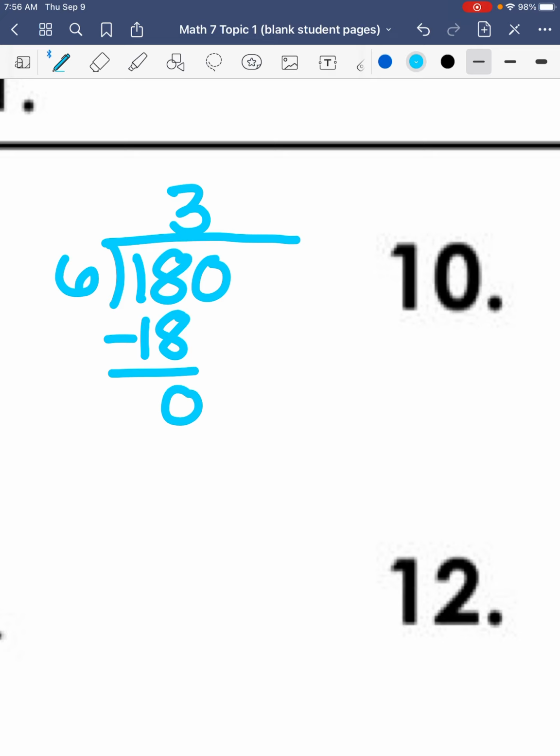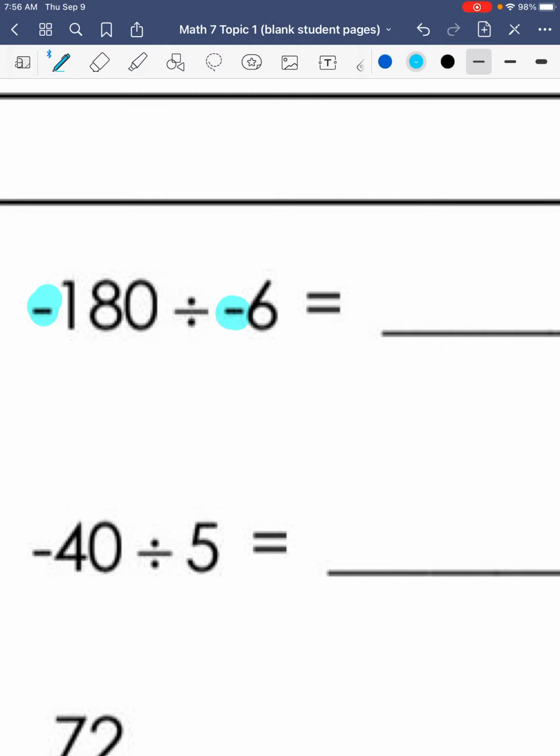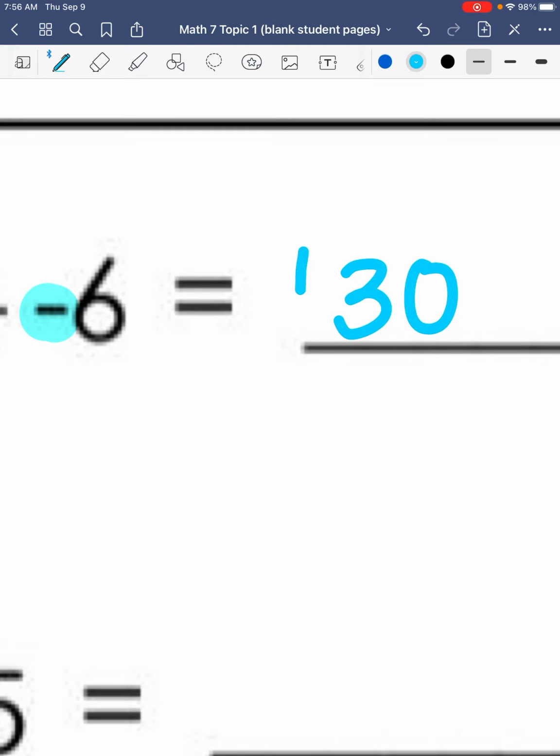But I still have this space above that 0 to fill. Well, how am I going to fill that? I'm just going to tack a 0 onto the end. So I know that 6 times 30 is 180. So our answer is going to be 30.